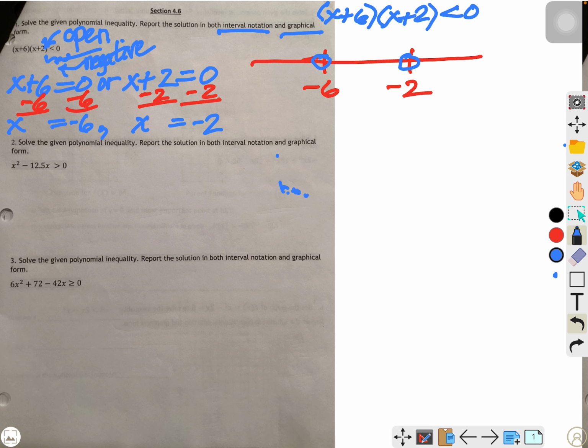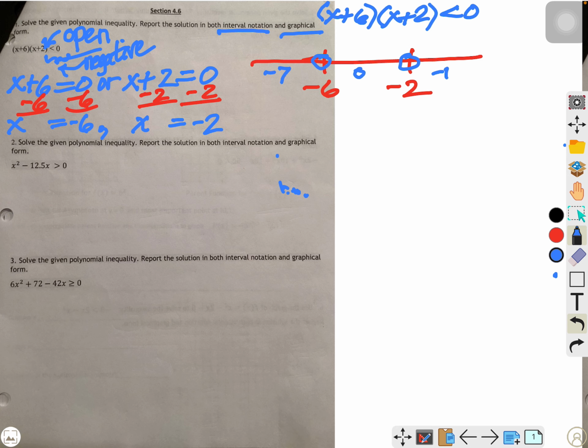We're not allowed to plug in negative 6 or negative 2 because we already know what happens. It gets us to 0. So we're going to test points in each one of those intervals. 0 is an easy one. The very next one here is negative 1. And over here, negative 7.